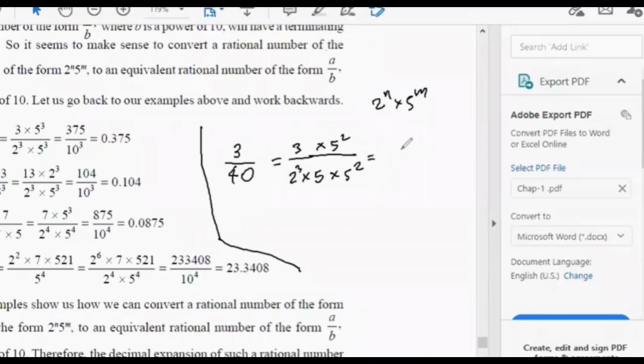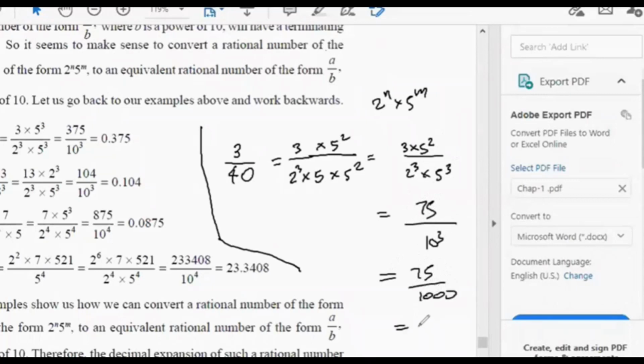So we get 3 into 5 square by 2 cube into 5 cube. 3 into 5 square in the numerator gives 75, by 10 cube. That is 75 by 1000, which is 0.075.